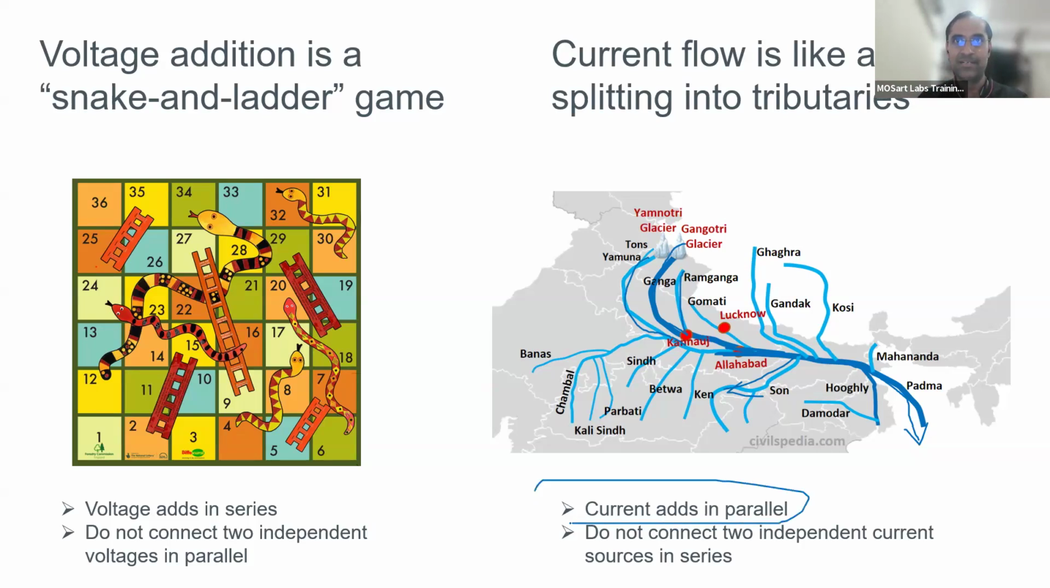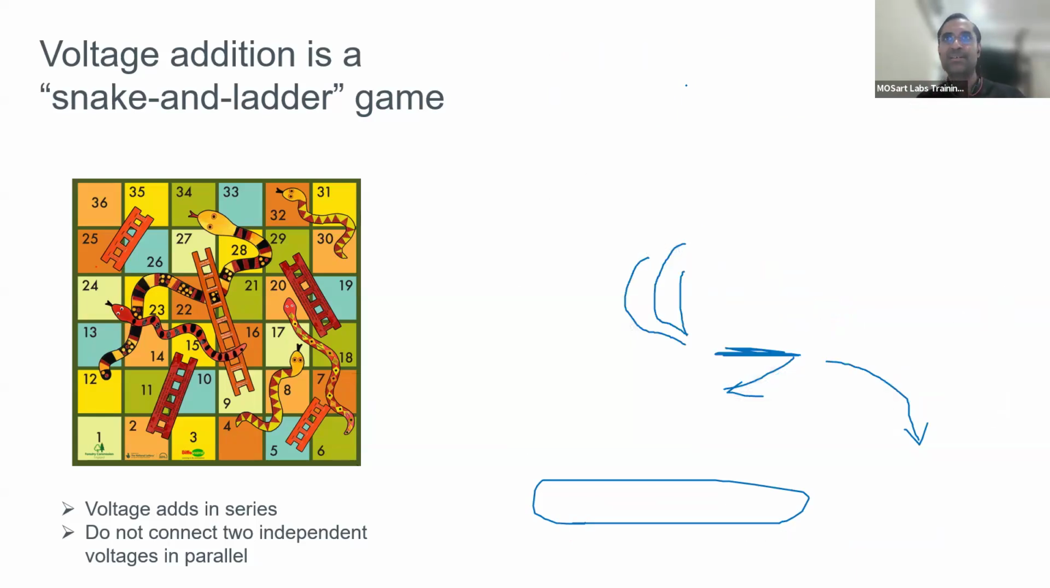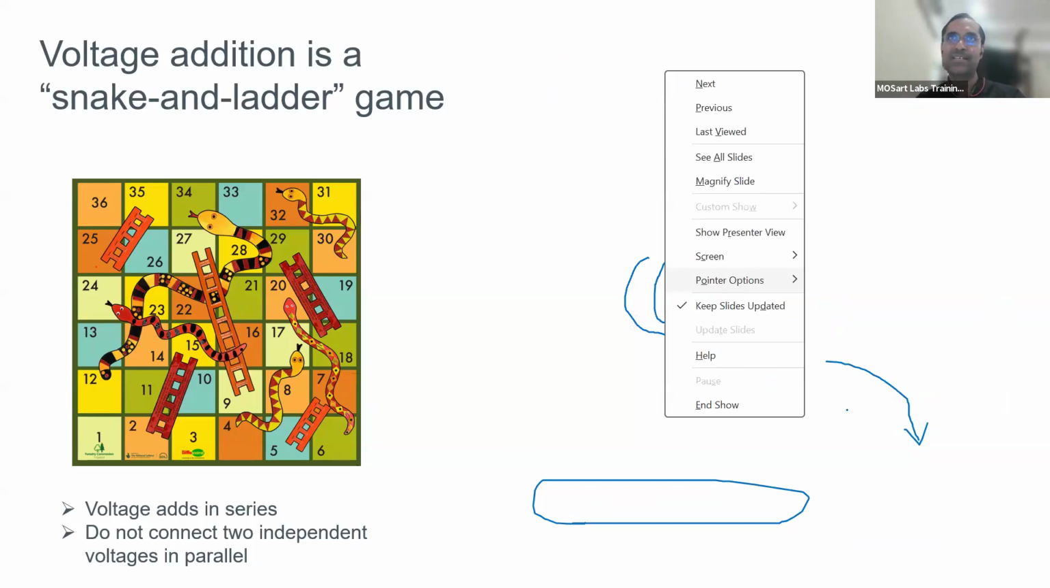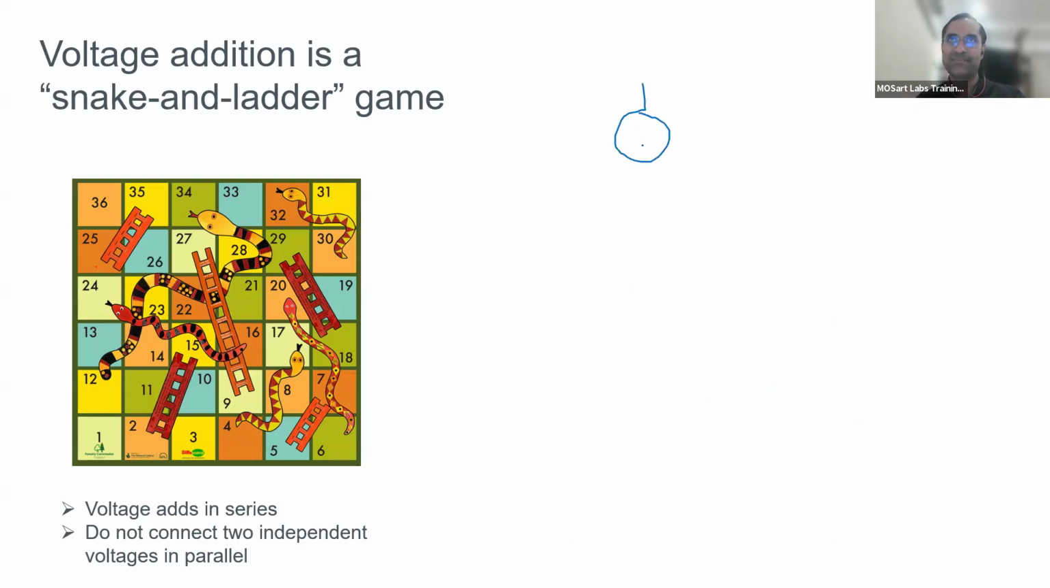Keep this in mind. Voltages add in series, current adds in parallel, adds or subtracts in parallel. Okay, same logic, same equation. What happens when you connect current sources in series? Same logic. You are not supposed to connect current sources in series, right? It comes in parallel. Now let's understand what happens when you connect your current sources in parallel.